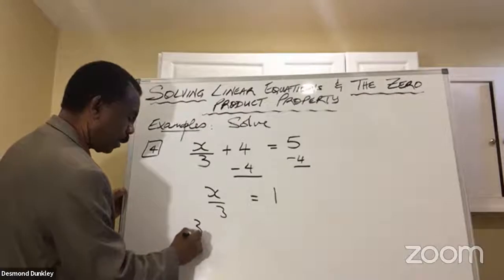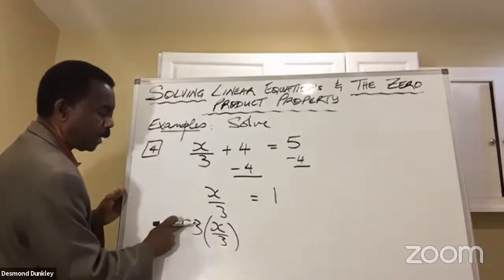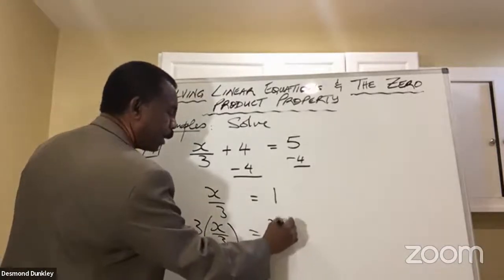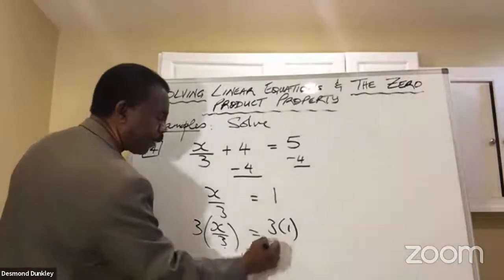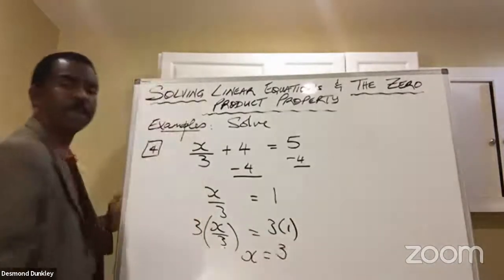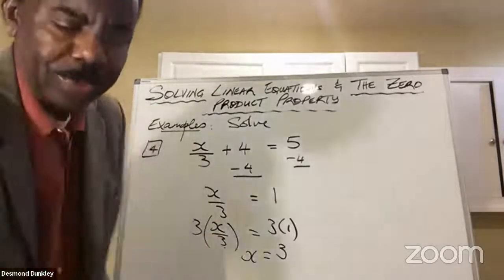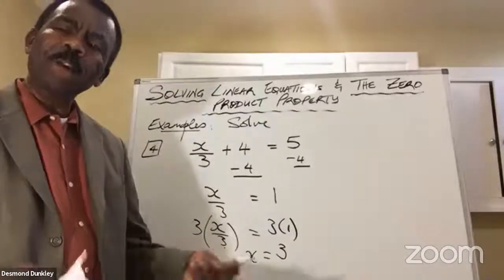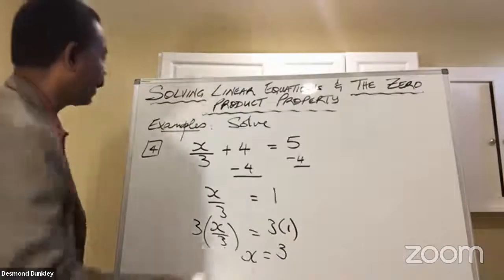So 3 times x over 3, 3 multiplying, 3 dividing, they cancel, is equal to 3 times 1. So the 3 here cancels that. We end up with x equal to 3 ones, 3. And that would be our answer. So far, all the questions we have done, we have the variables on only one side of our equation. Let's mix it up a little bit. Number 5.